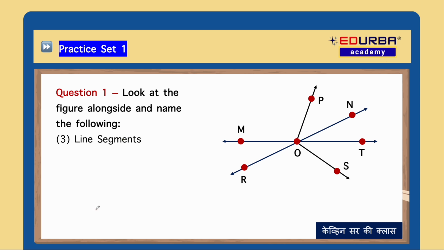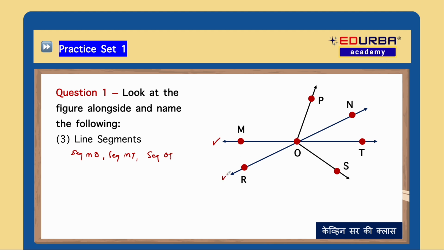Third one is line segment. Now we have studied that line segments are pieces on the lines or rays. So we have to search for line segments on the lines as well as on the rays. So first let's begin with this line. On this line we have 3 line segments: segment MO, segment MT, and segment OT. So let me write it here. So segment MO, segment MT, and segment OT. So we covered all 3 segments on this line.